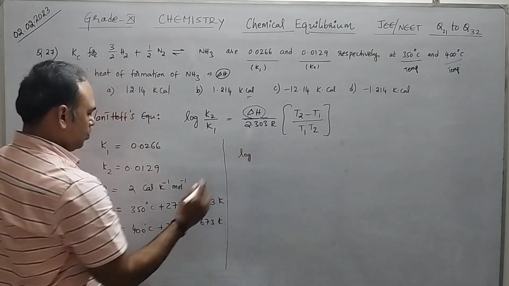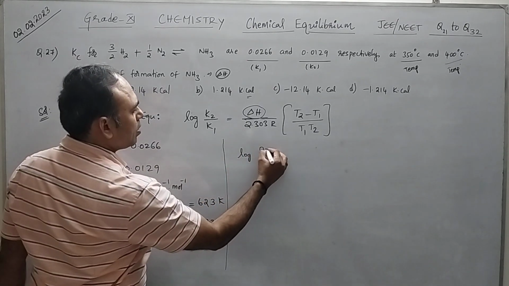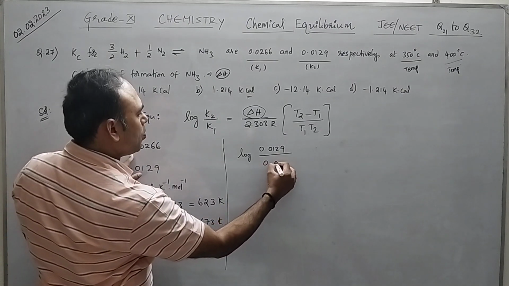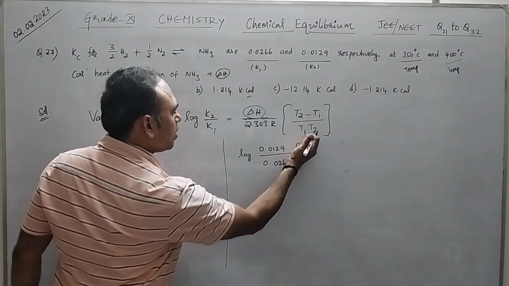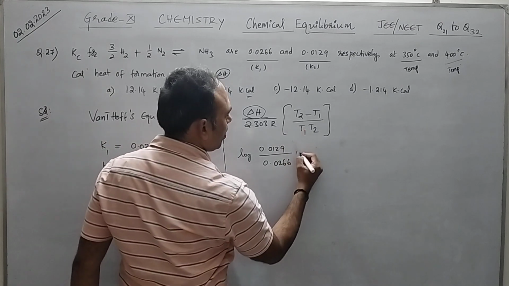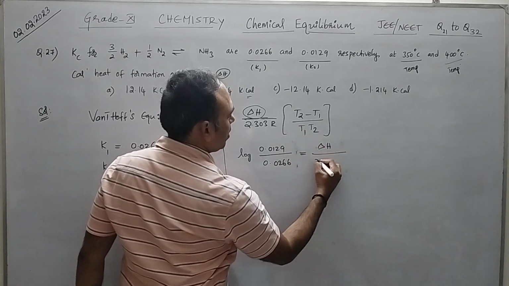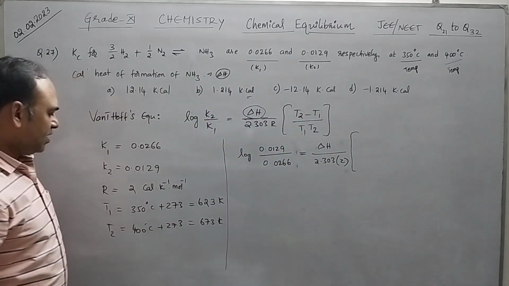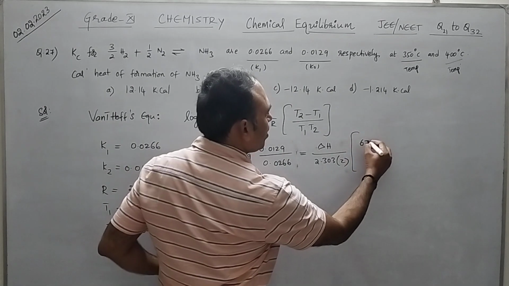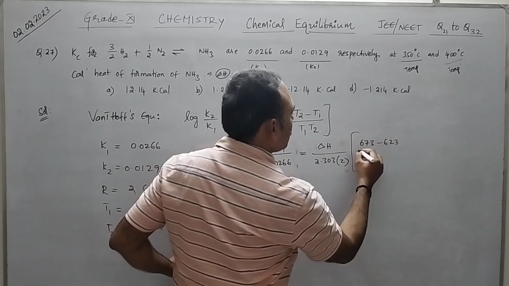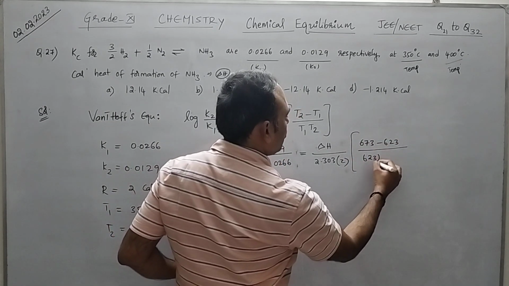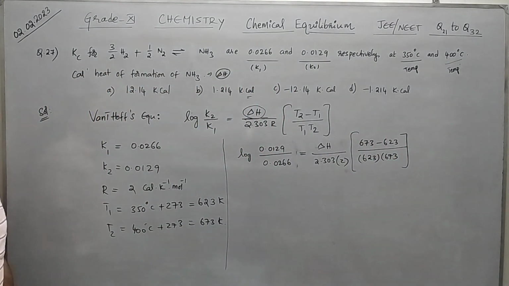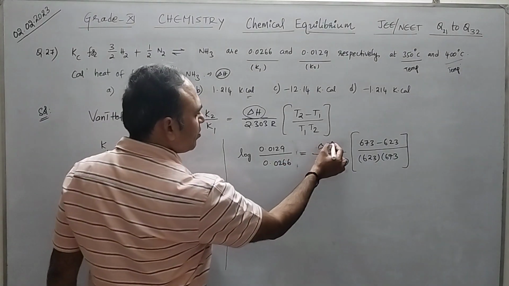Log K2, so K2 is 0.0129 divided by K1, which is 0.0266, is equal to delta H by 2.303 into 2. And what is T2 here? 673. So 673 minus 623 divided by 623 into 673. Hope you have understood this. I have given the formula as well as substituted.